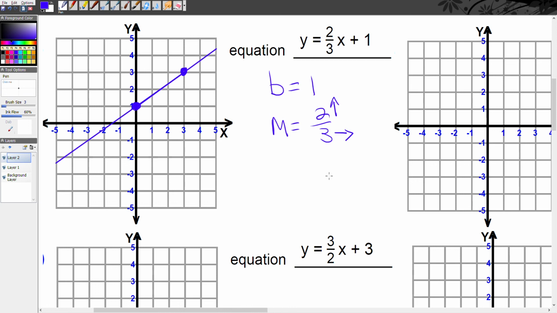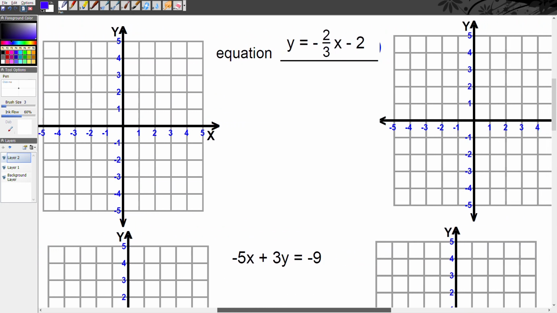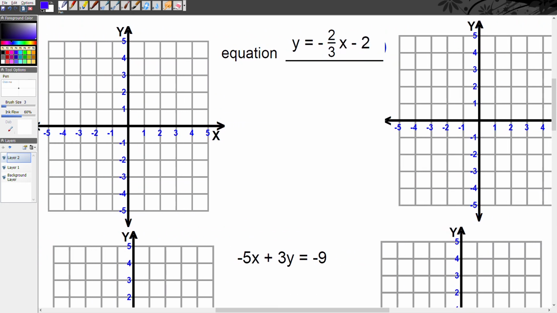Hopefully you remember this. Okay, let's take a look at a second example here. This one says y equals negative 2/3 x minus 2. So my y-intercept is negative 2 and my slope is negative 2/3. So that means now I'm going to begin with my y-intercept at negative 2. I'm going to put a point here on negative 2.